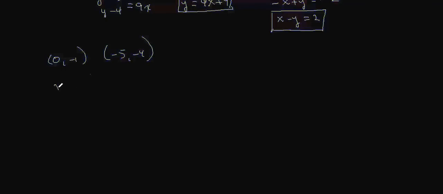Again, your slope is still required. -4 plus 1 is -3. -5 minus 0 is still -5. A negative divided by a negative, of course, is a positive value, like this. So we'll write m equals 3/5.